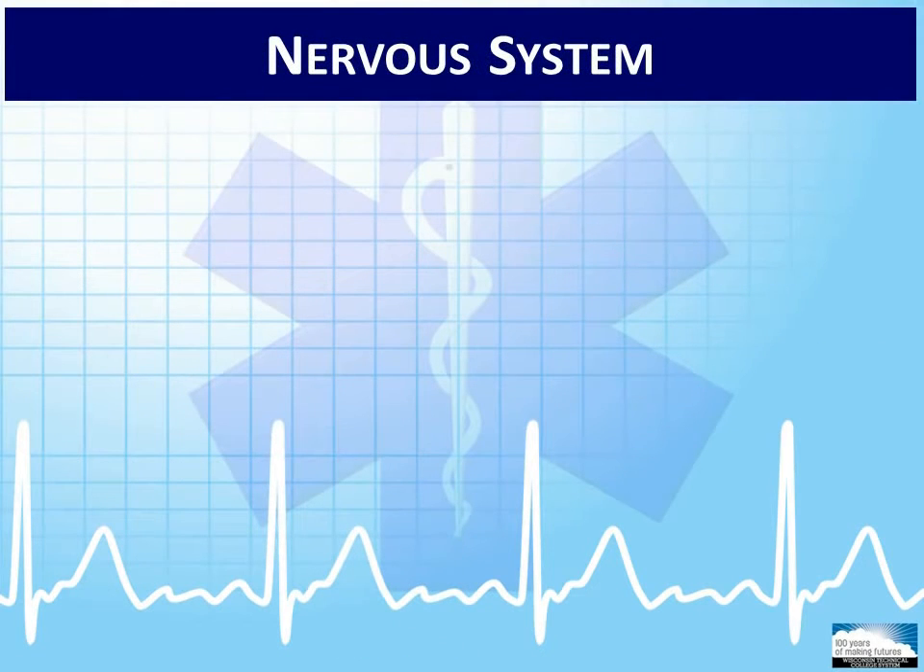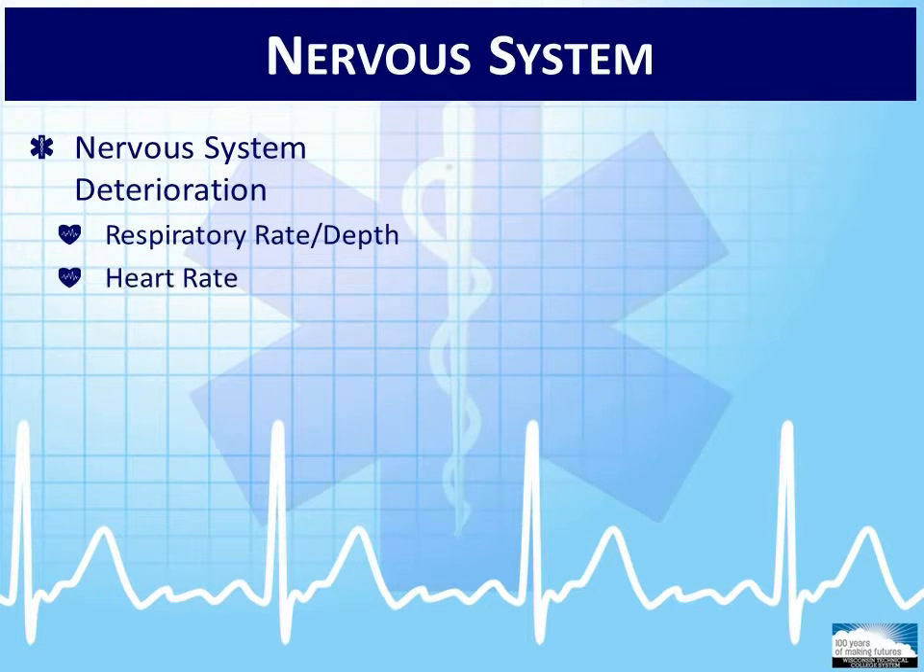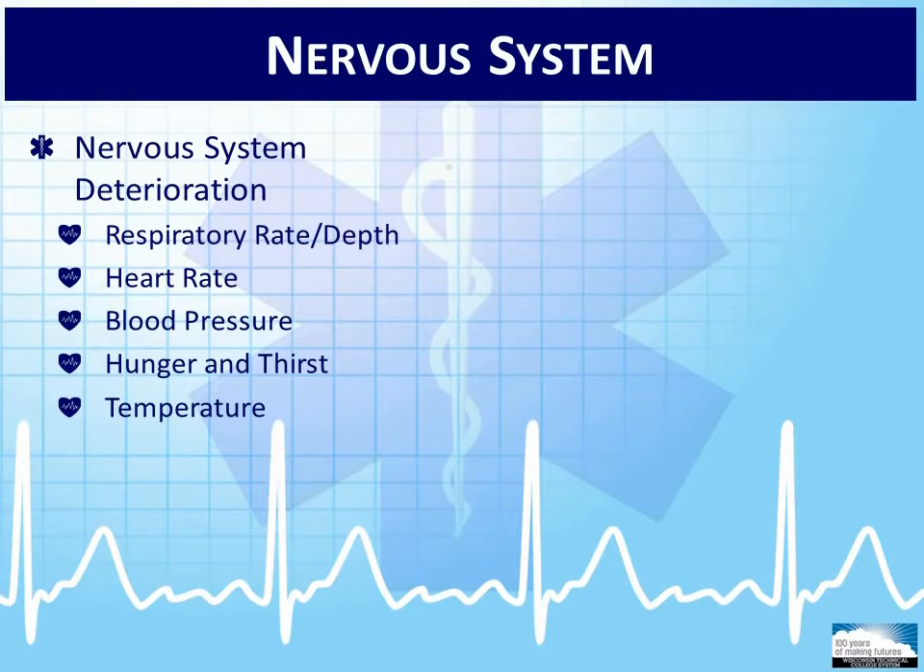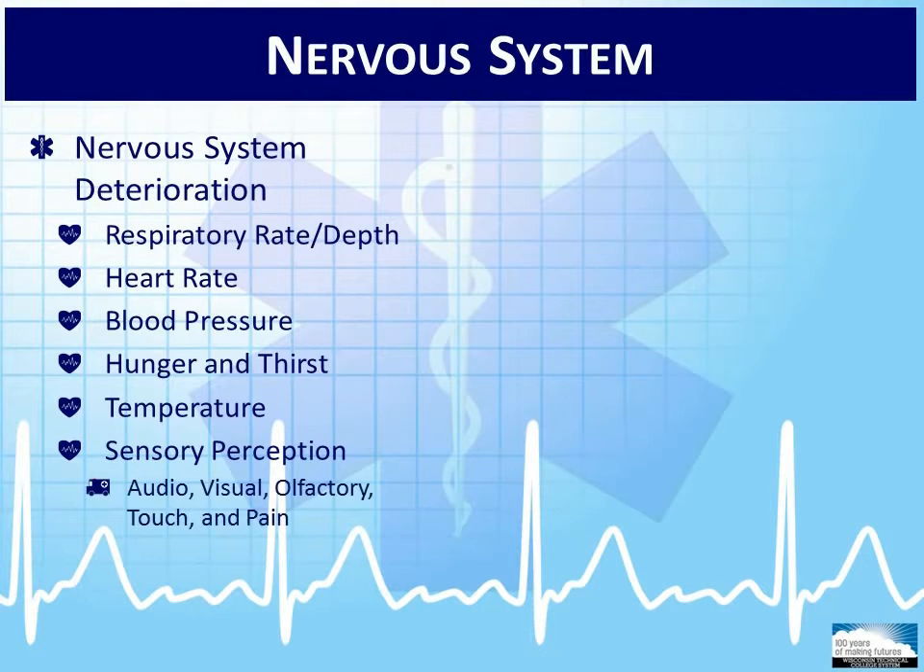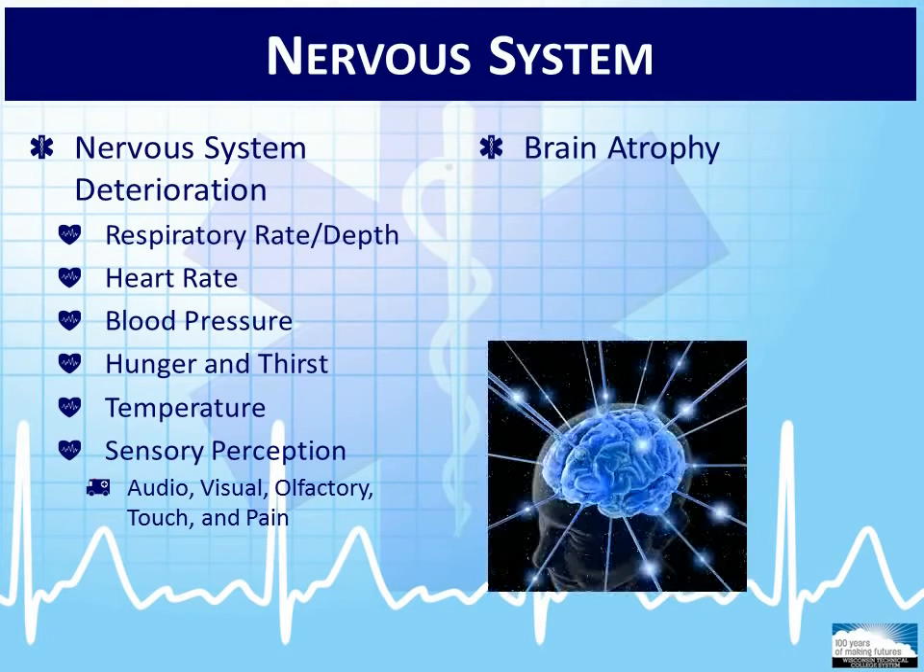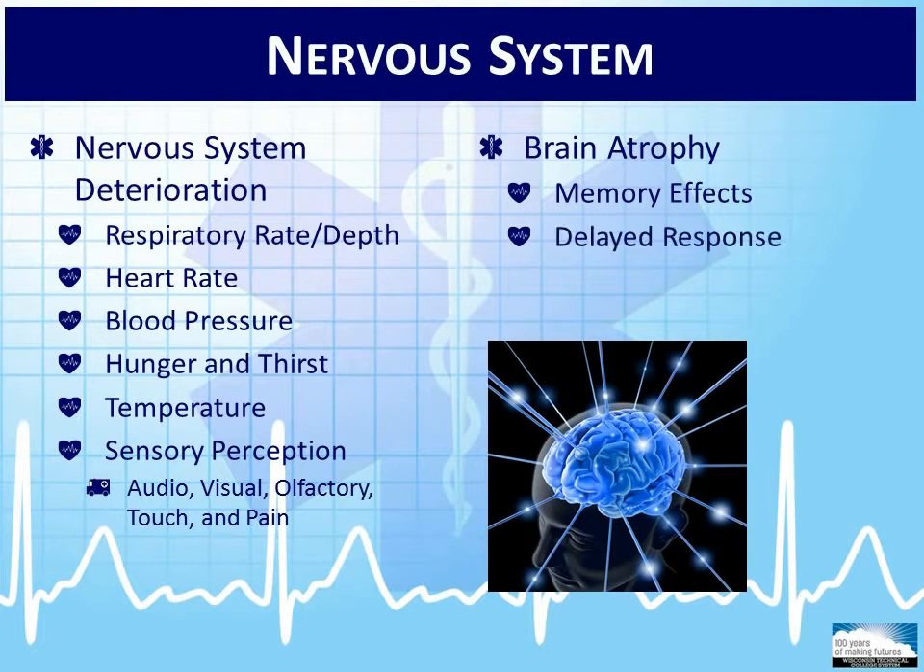As we have seen with other body systems, the nervous system deteriorates over time as well, which can impact the rate and depth of breathing, heart rate, blood pressure, hunger and thirst, temperature, and sensory perception, including audio, visual, olfactory, touch, and pain. Atrophy of the brain tissue itself occurs, leading to cognitive and short-term memory effects, along with a delay in verbal responses.